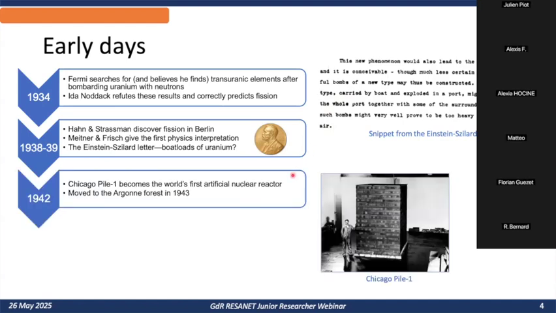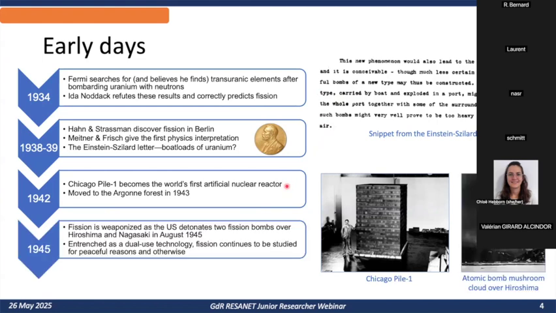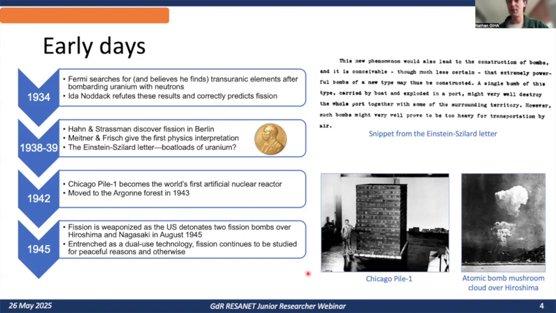In 1942, the first technological triumph with this newly discovered reaction was the world's first artificial nuclear reactor. But at this point, we all know how this story ends, or rather, maybe begins. The United States uses fission as a weapon. They detonate 2 bombs over Japan in August of 1945. And after that, fission is entrenched as a dual-use technology. It's been studied a lot since for peaceful reasons and for not so peaceful reasons as well.